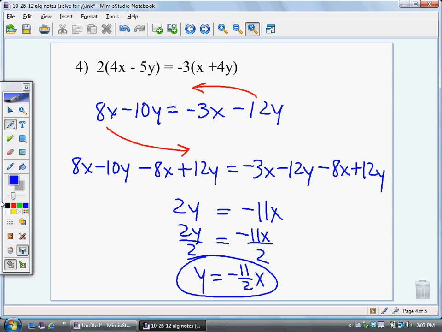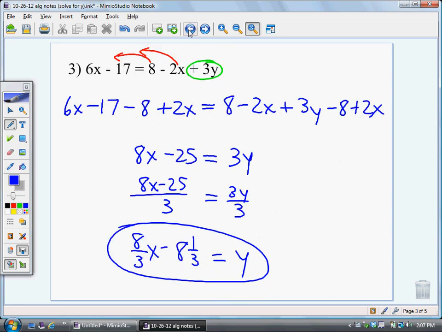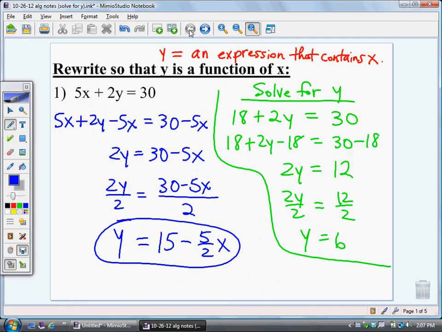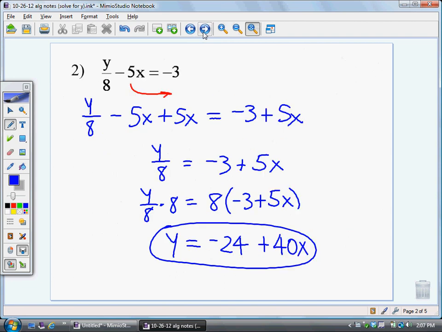So every one of these, all we're doing is writing it so that y is an expression that contains x. So number one, I got down to y equals, and there's my expression that contains x: 15 minus 5 halves x. I just moved every term that wasn't a y to the opposite side, and then multiply or divide at the end. Same thing on this one.